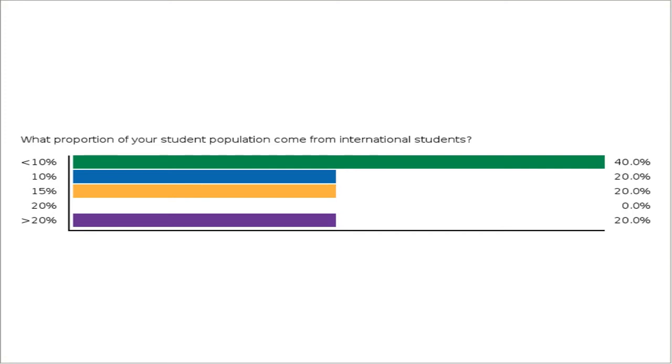Here are the results. For most of you, less than 10%: for 40%, less than 10% of students are international students. Those schools with a population of 10% are about a quarter of you, 25%. We see 15% at 16%. Those at 20%, just 7%. And those over 20% international students is 15%. So a bit of a mix of responses there.